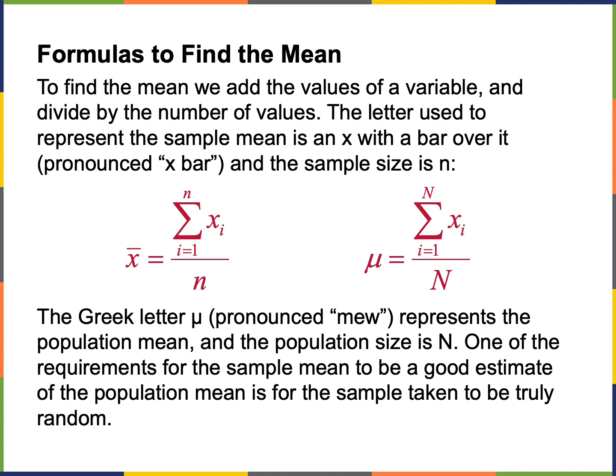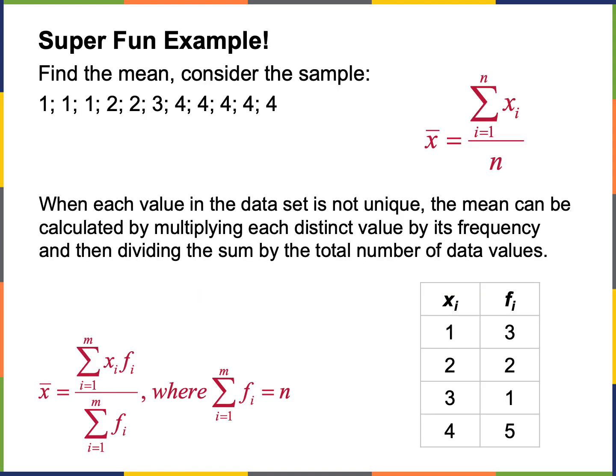So all this means is the sum of all the data points of x, all your data values, divided by the number of numbers. So what is this? This is just the average. We've already been doing this. Okay? So here's a super fun example.